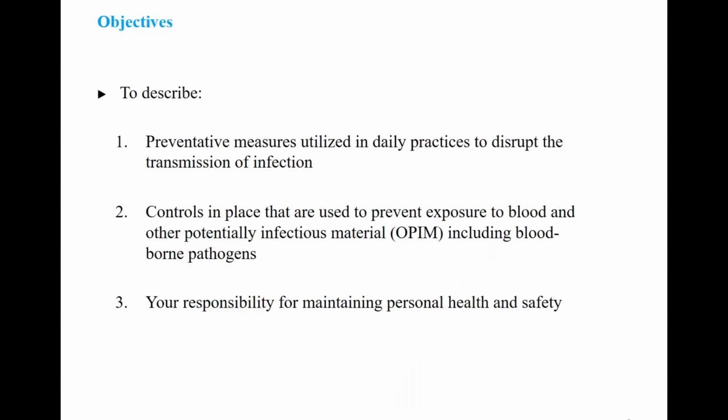Today we will discuss infection prevention. Our objectives are that at the end of this session, you'll be able to describe the following. 1. Preventative measures utilized in daily practices to disrupt the transmission of infection. 2. Controls in place that are used to prevent exposure to blood and other potentially infectious material, including blood-borne pathogens. And 3. Your responsibility for maintaining personal health and safety.